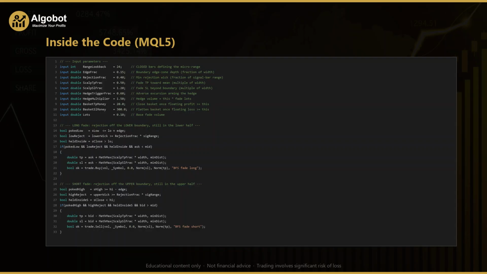Below that is the long entry block. The strategy builds 3 checks. Poked low is true when the signal bar's low reaches into the lower edge zone. Low reject is true when the lower wick is at least the rejection fraction of the bar's range.